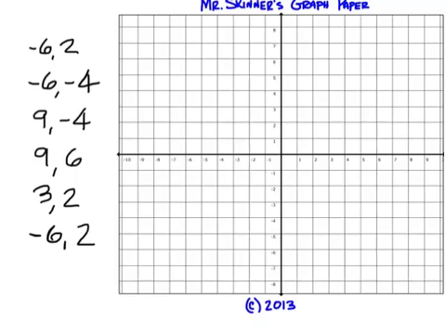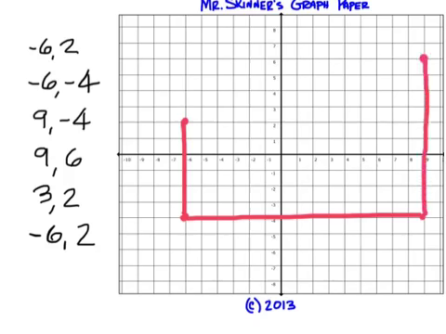Alright, -6, 2 is going to be here, and -6, -4 is going to be here. So match those up. And then over 9 down 4 is here. Draw that. Over 9 up 6 is here. Draw that. Over 3 up 2. That's there. And then we're going back to the beginning. Now we can mark this off like this and go back and count.